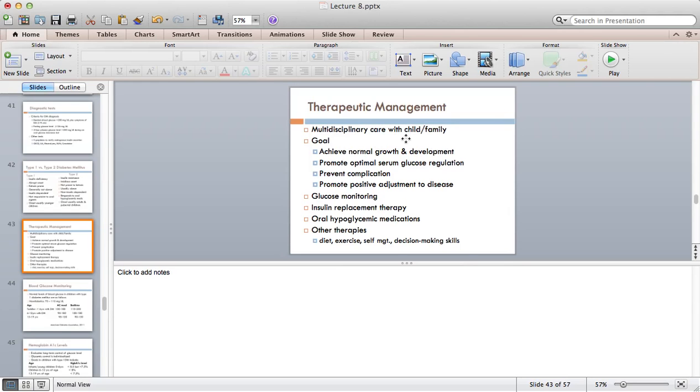Okay? So we need to monitor our glucose and medications, and also we have to include self-management skills for them to do.